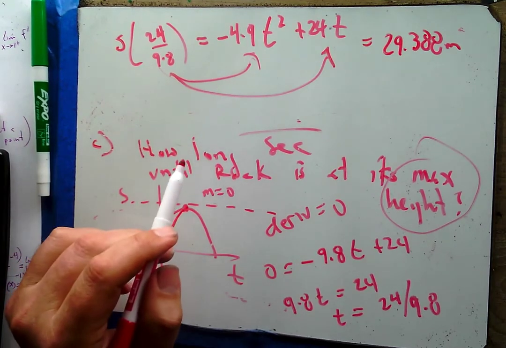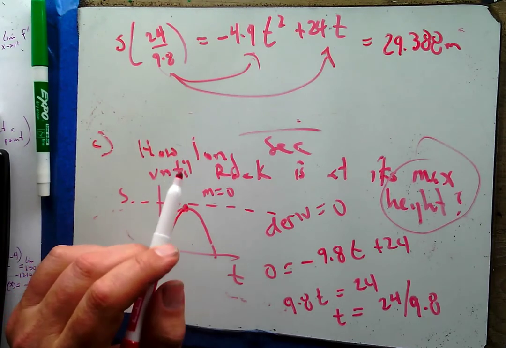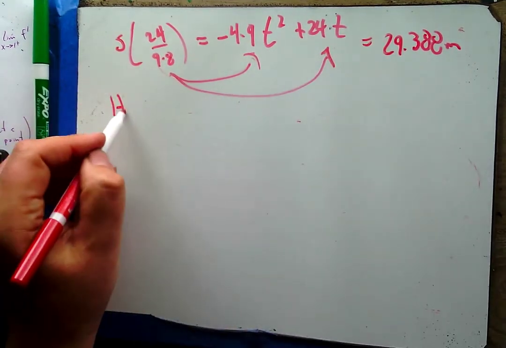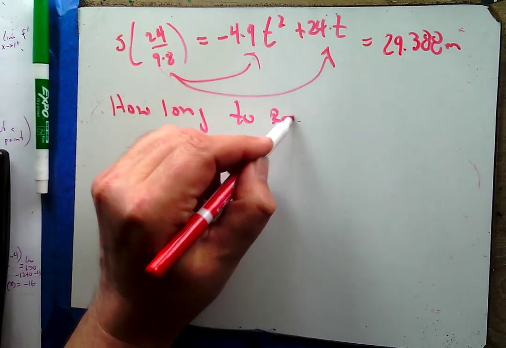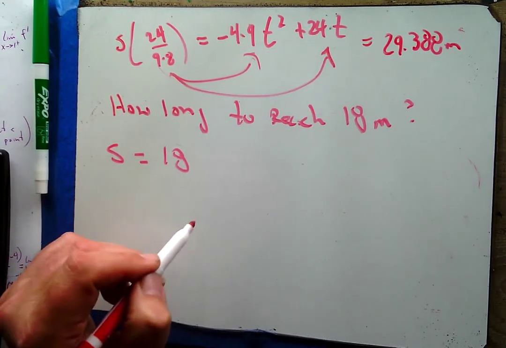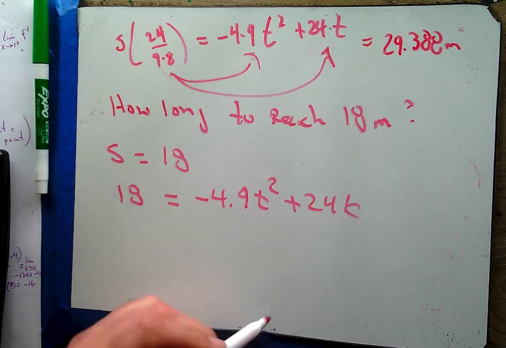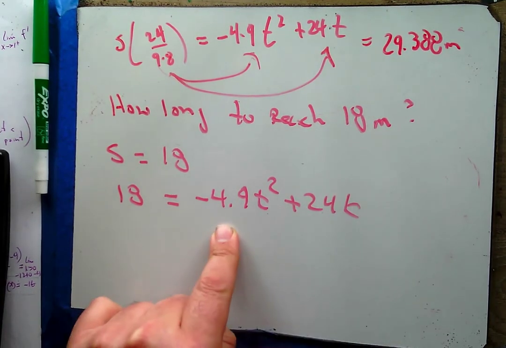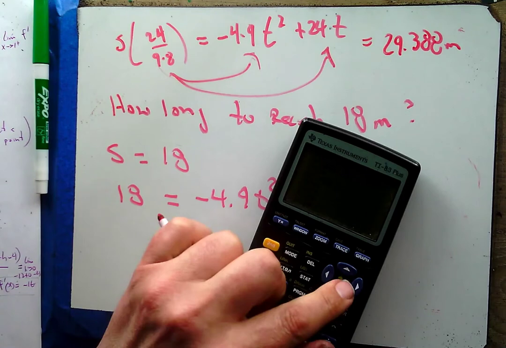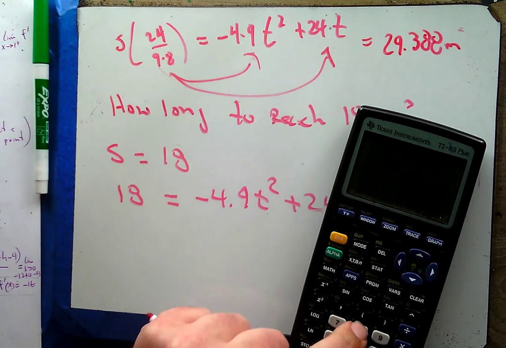Okay. What's next? How long to reach 18 meters? Well, the height is 18 meters. That's when does s equal 18? Well, let's plug in 18. And I could subtract this from both sides. I wouldn't be able to factor that, but I could use the quadratic formula. But since we've already had the calculator out on this problem, why don't we see where these two graphs intersect? So I've got position in there. Let's have 18 in there.